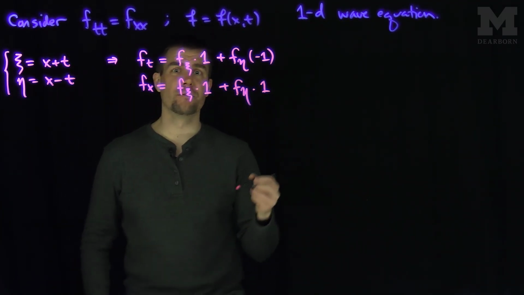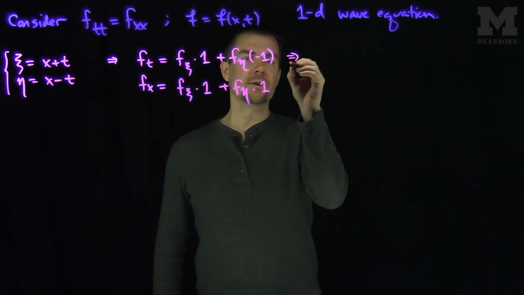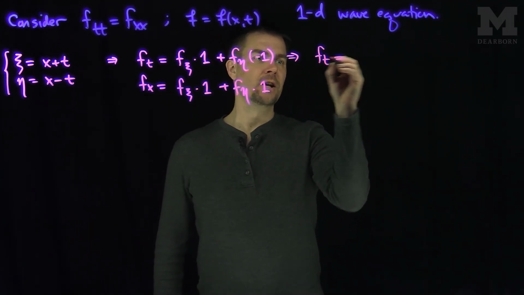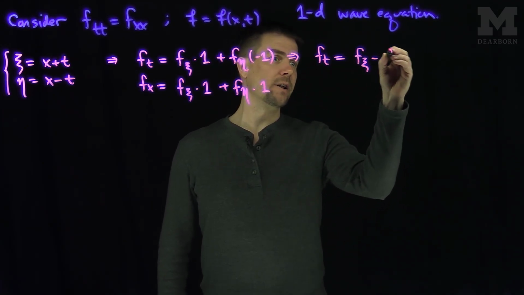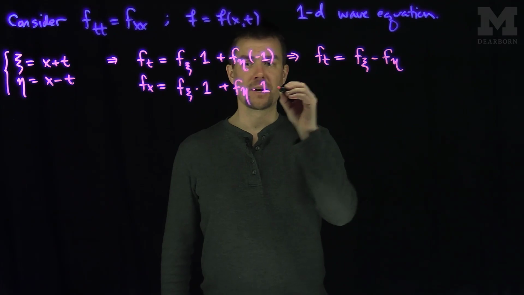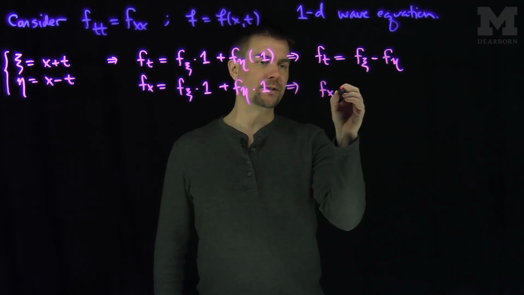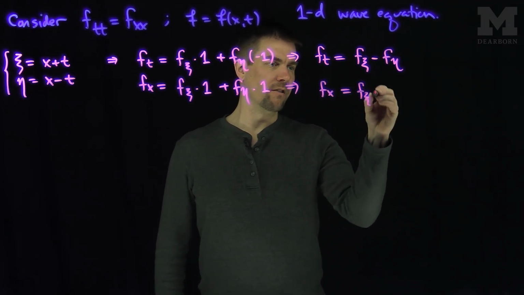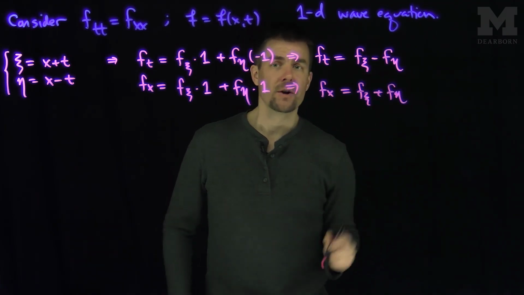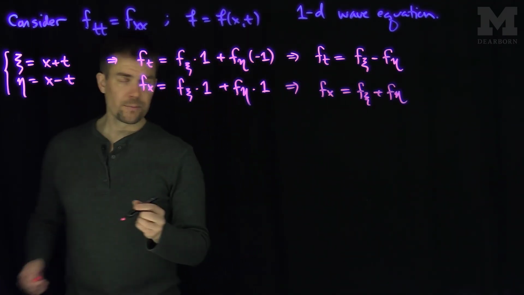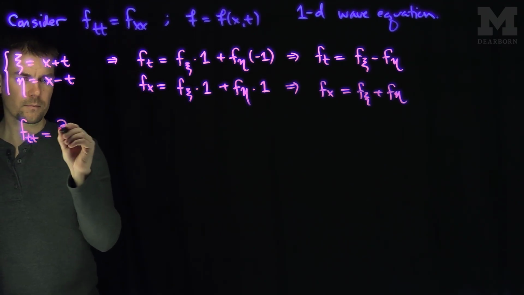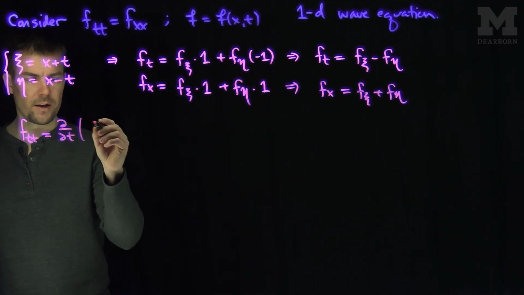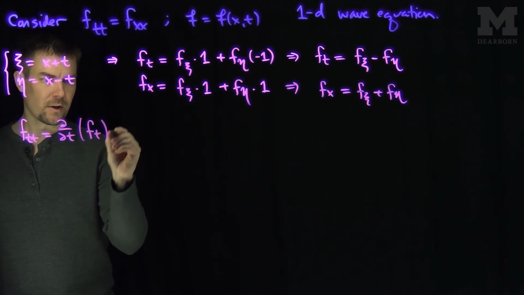Now I need to do one more derivative. So what this tells me is that to do a t derivative, I do a xi derivative of the function, then I subtract off an eta derivative of the function. And to do partial f partial x, I do a xi derivative plus an eta derivative. So now let's iterate this and do two derivatives. If I want to do the t derivative of the t derivative, how will I do that?